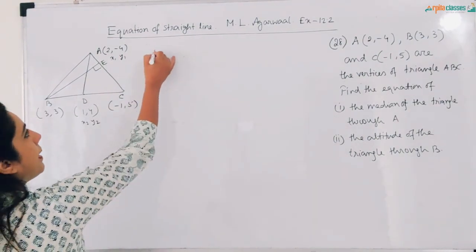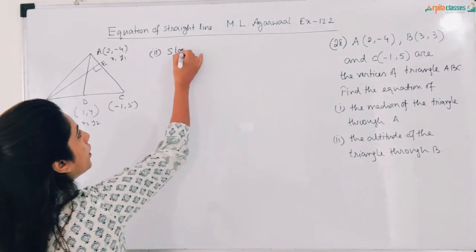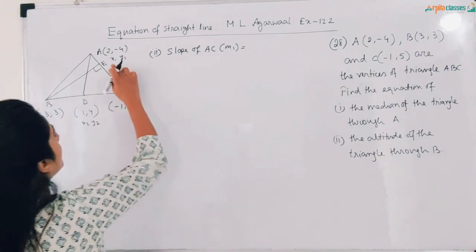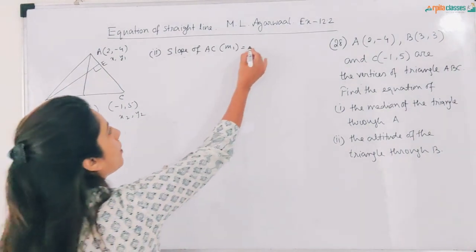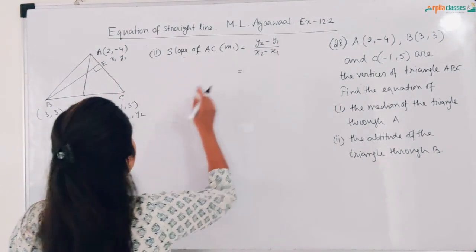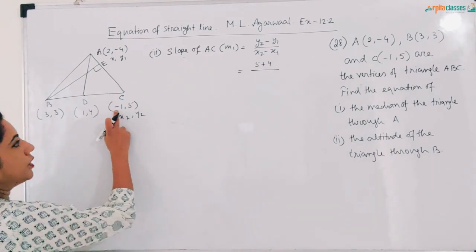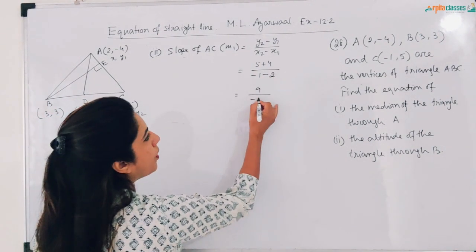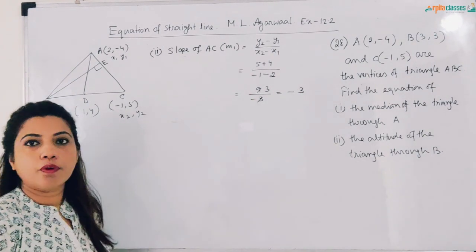So the second part, first we'll find out the slope of AC. Slope of AC, let it be M1. Now this is x1, y1. I am considering this as x2, y2. So the slope of AC is y2 minus y1 upon x2 minus x1. y2 is 5, so 5 plus 4. x2 is minus 1, so minus 1 minus 2. 9 upon minus 3, so that is minus 3. This is the slope of AC.